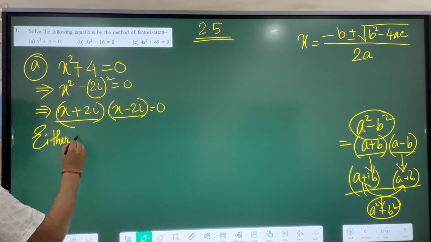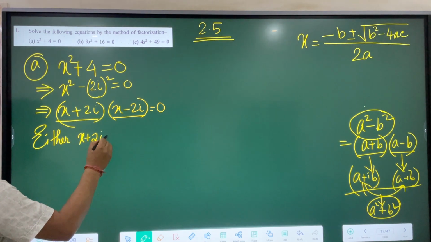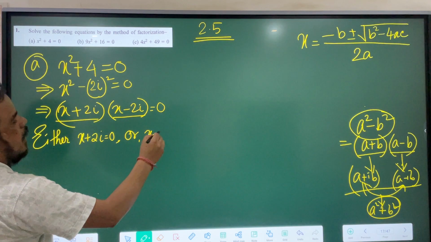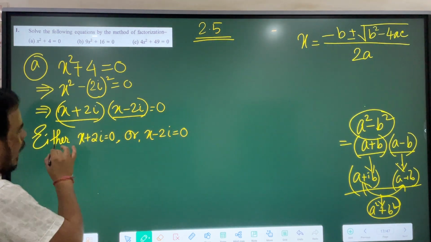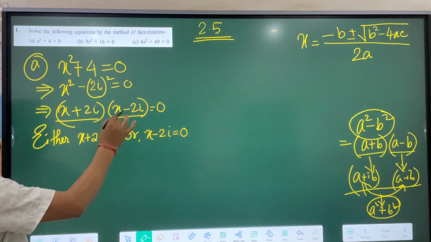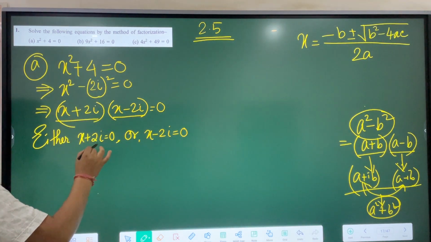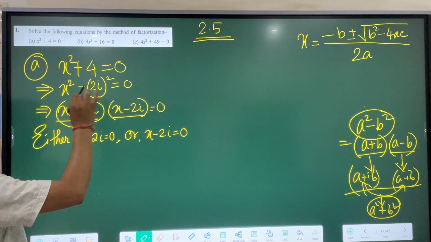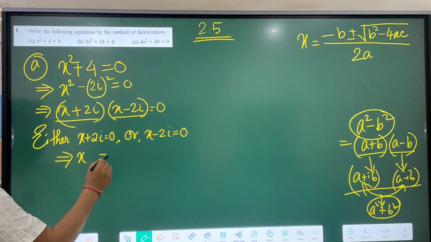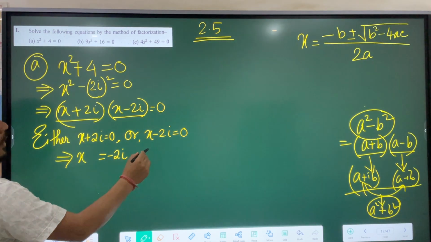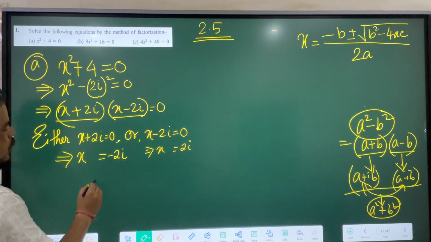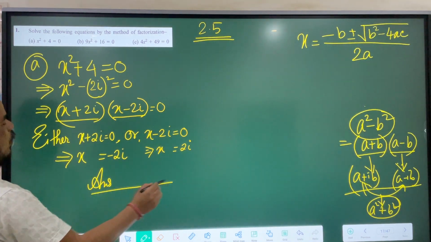We have to write x plus 2i equals 0, or x minus 2i equals 0. We have to write this line, because we are getting a multiplication of two terms as 0, and of course this is a method of writing in factorization that you know already. So x is equal to minus 2i. Here x is equal to plus 2i. So answer. That means we have solved.